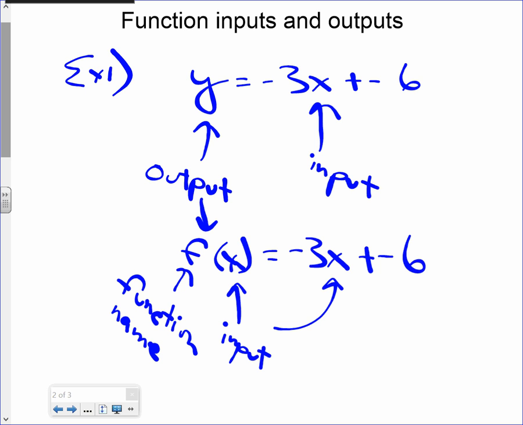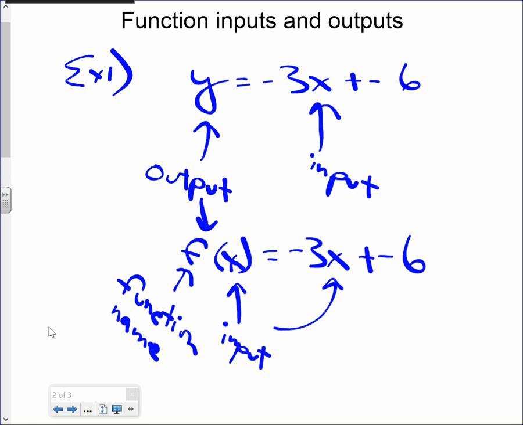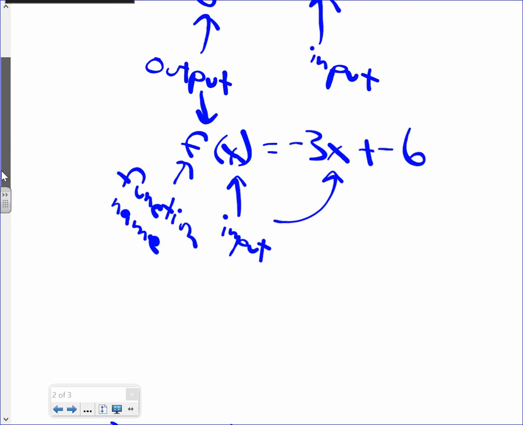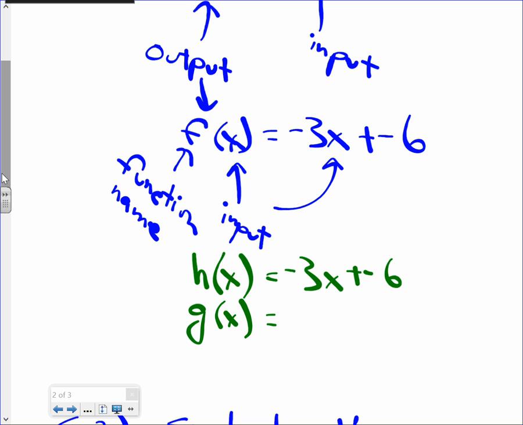So, function name, we got the input. Just as a little FYI, the function names could vary. The function names could have been h of x. Watch this now. I could have wrote this as h of x equals negative 3x plus negative 6. That would have been equally as legitimate. I could have wrote g of x equals negative 3x plus negative 6. These are all equal. They're all the same. They're just different names for the function itself.